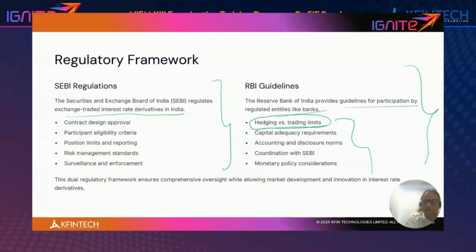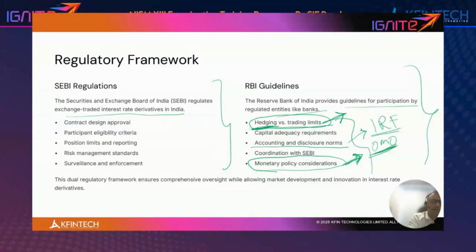Hedging versus trading limits. As a bank, you might not get into trading. Indian banks do not get into trading, but they get into hedging. Accounting and disclosure norms. As per RBI guidelines, there are some accounting norms to be followed for interest rate derivative products. Monetary policy considerations means if the interest rate movement is against the open market operations done by RBI. So there are certain guidelines that you need to follow while entering into an interest rate future contract as a bank or as an entity.